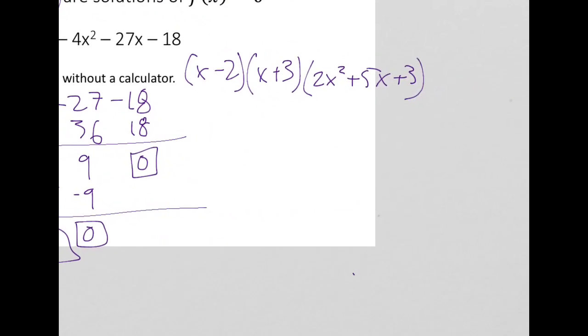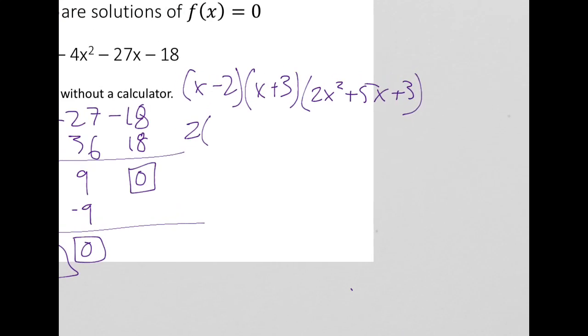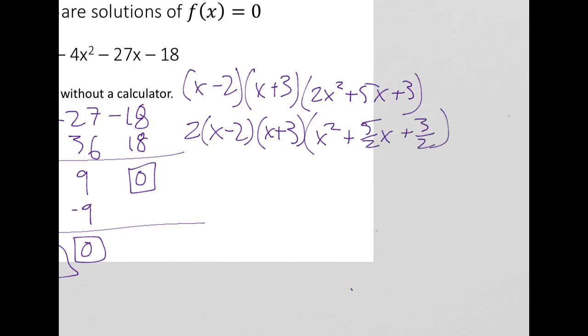So now let's factor this completely, because I still need to find the solutions of that last bit to find my zeros. So I'm going to pull that 2 out. Maybe you do it differently, that's okay, but I'm going to pull the 2 out front, and then now let's factor what's left behind. Well, what's left behind is x squared plus 5 halves x plus 3 halves. You probably don't like to play with fractions like I do, but that's okay. Get used to it. They're cool. You don't have to do it this way, but that's how I like to do it.